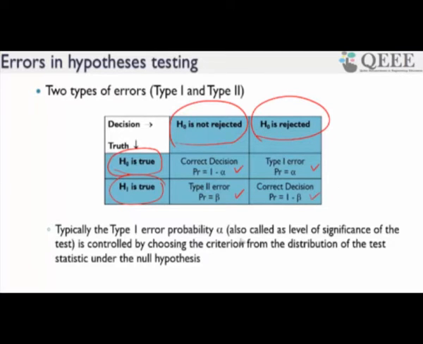So the probabilities associated with each of these decisions are given here, and you basically have to choose how strong you want your test to be. So you have to basically choose an alpha value that you are happy with, that you are willing to accept, and then correspondingly you will have your type 1 errors and type 2 errors.